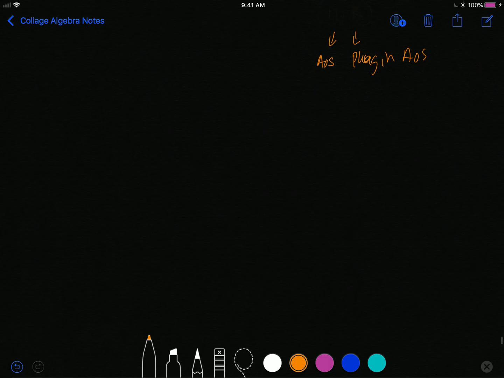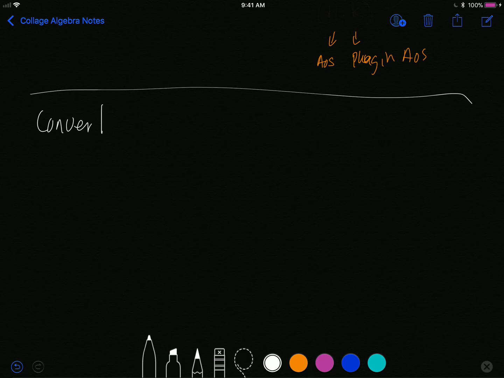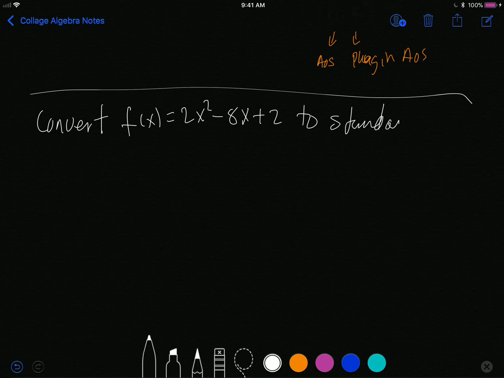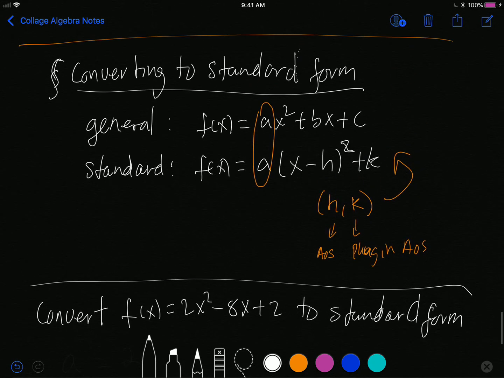So an example. Convert the equation f of x equals 2x squared minus 8x plus 2 to standard form. And first things first, I gotta identify a. A is simply 2. And so now that I have identified a, I have the first part of the equation. I know the number out front right here is going to be a 2.